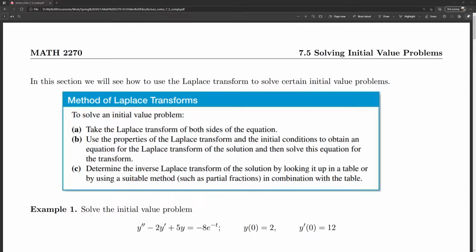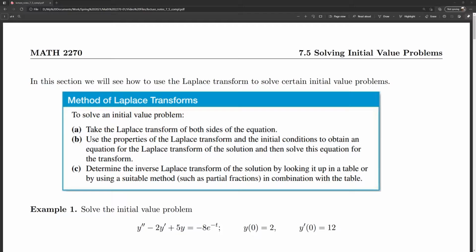In this section, I will show you how to use the Laplace transform to solve certain initial value problems. The method of Laplace transforms for differential equations is as follows. To solve an initial value problem, we take the Laplace transform of both sides of the equation. Then we use properties of the Laplace transform and the initial conditions to obtain an equation for the Laplace transform of the solution and then solve this equation for the transform.